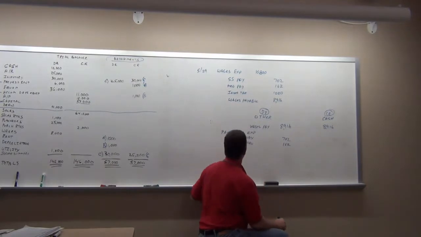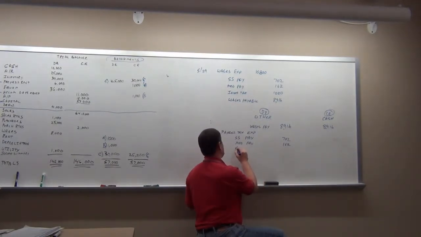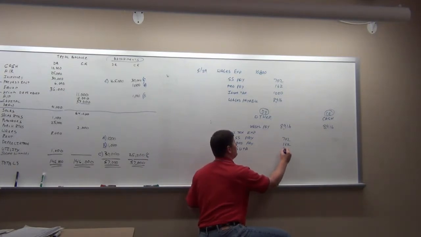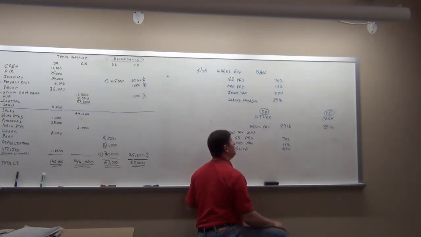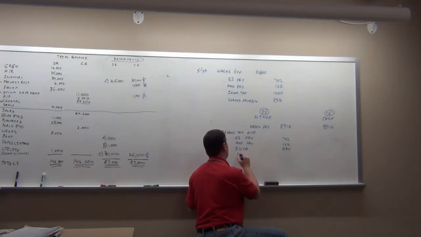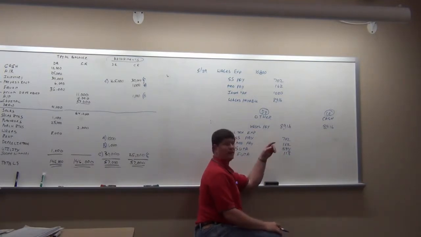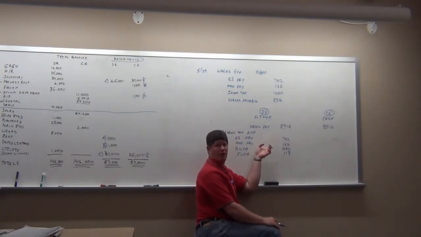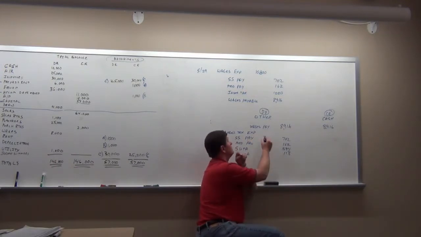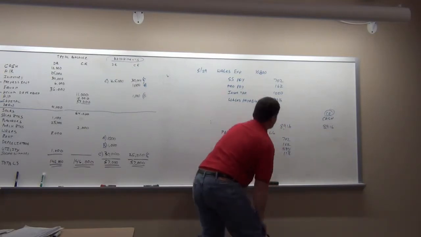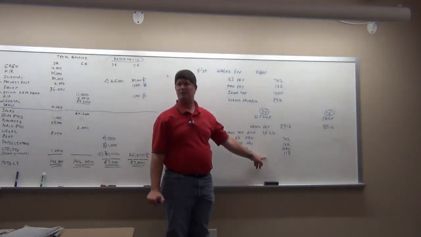State unemployment tax, SUTA. How much? 584. And federal unemployment tax, 118. What do all those add up to? Are there other things? No, that's it. 1,566. So the debit to payroll tax expense is 1,566.